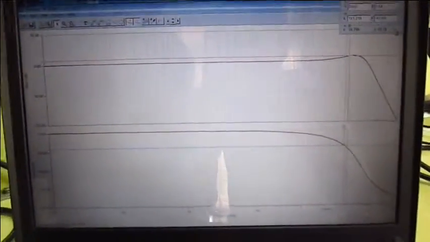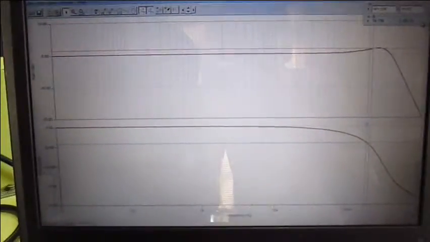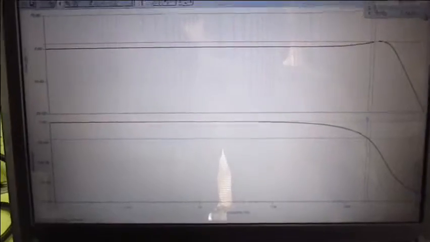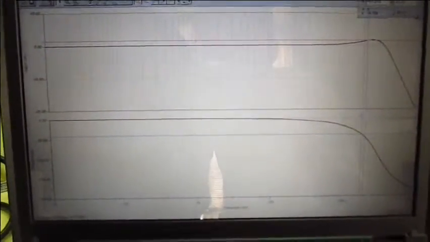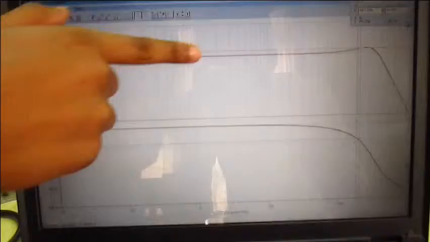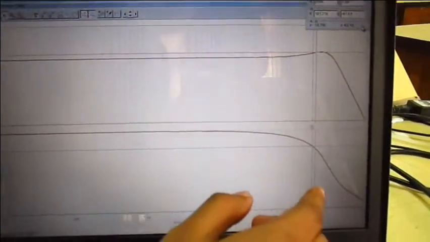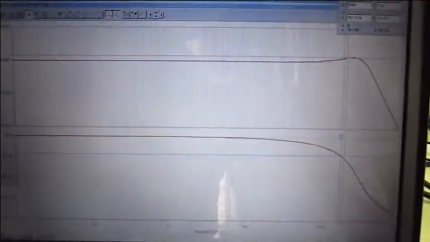On the screen you can see the TINA Spice simulation of our problem statement, and you have the gain plot and the phase plot corresponding to each other. As you can see, the gain remains constant at 0 dB throughout the whole span, except for around 200 to 300 kilohertz, where it increases a little bit and it sharply decreases towards the 1 megahertz frequency range.